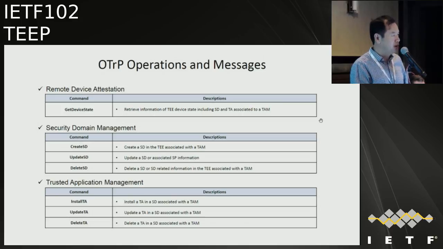So query: what is the device status? How many trust applications are running in the device, and what TEE it is, what trust applications are running, and what security domains you have. After that, it's just two sets of management APIs.